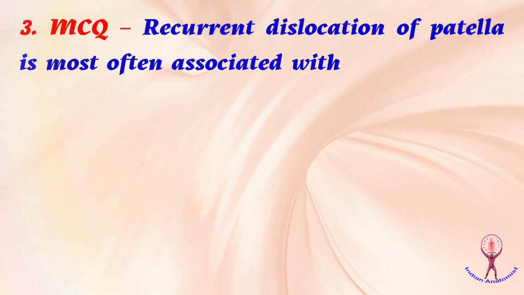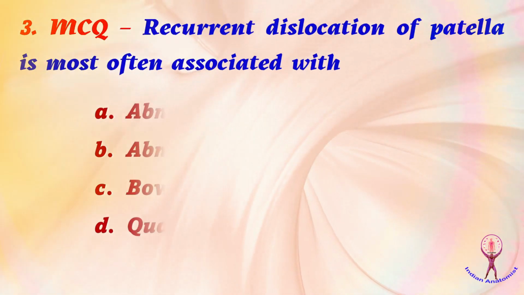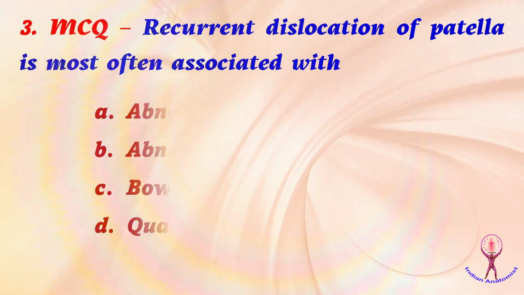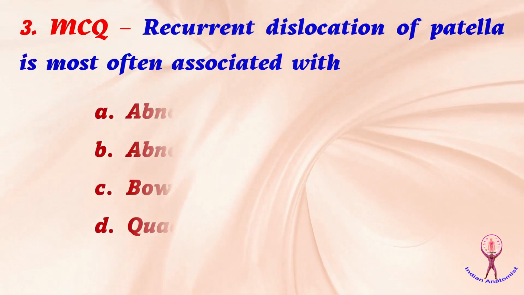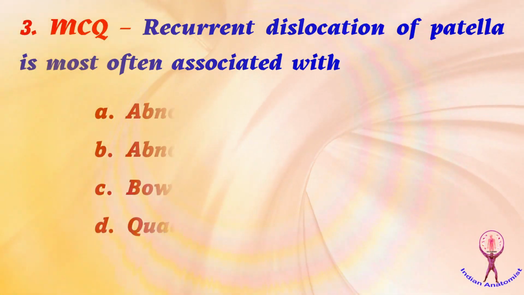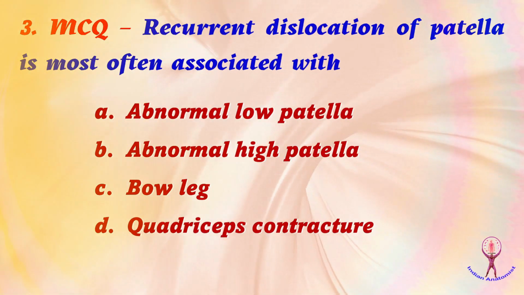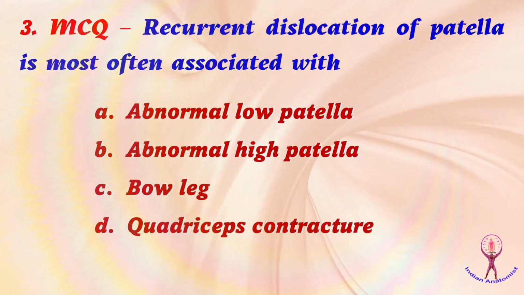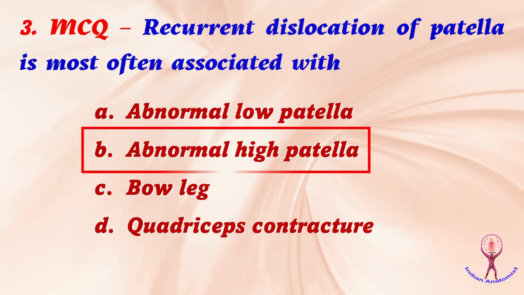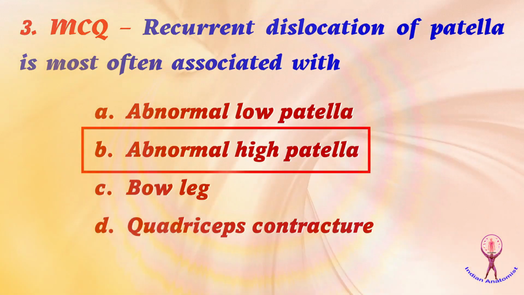Third MCQ is, recurrent dislocation of patella is most often associated with A. Abnormal low patella, B. Abnormal high patella, C. Bow leg, and D. Quadriceps contracture. And the correct option is B, that is, abnormal high patella.